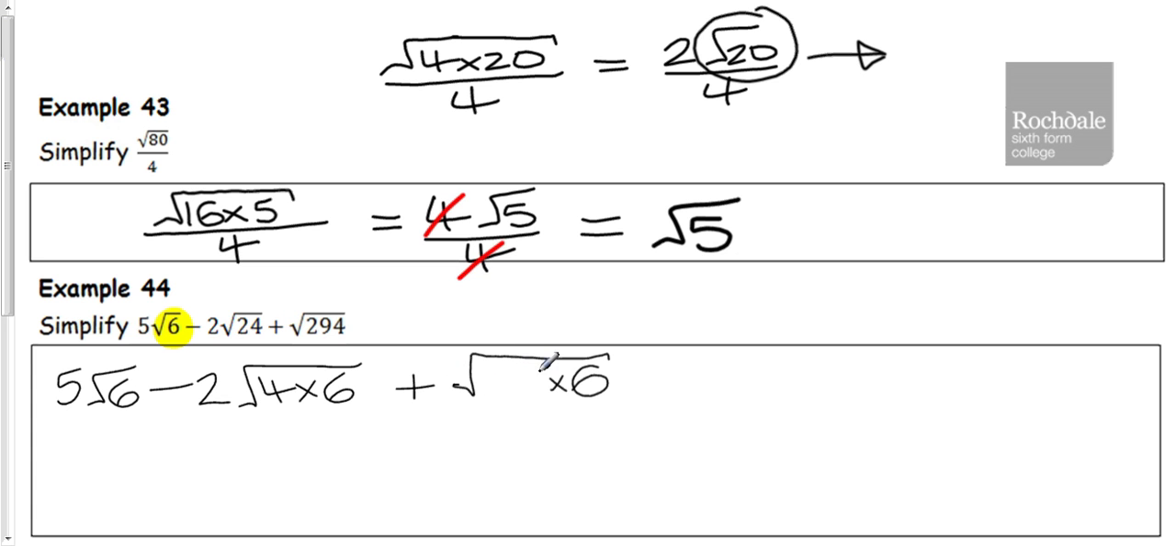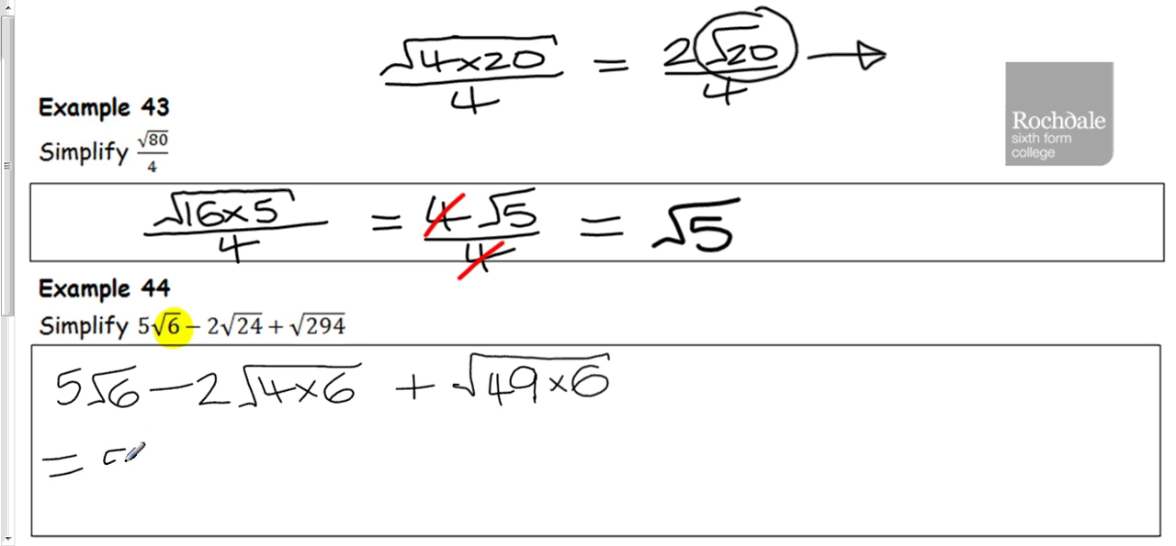So now I'm going to think, how many 6's are in 294? Now I know 50 6's are 300. So 50 6's are 300. We've got one less 6 there. It must be 49 6's. And again, you're much better at this with practice, finding the factors of our numbers inside the surds.